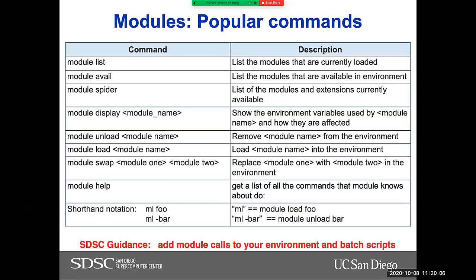Here are some of the more common modules. By the way, I want to also point out that my talk follows the Expanse user guide, which is now available online, and you can get to that from the Expanse webpage. I'm trying to make my talk follow the user guide so you can cross-check and refer to both of them. So this is a list. I did learn something about shorthand notation for module load. ML is a shorthand, and you can add or subtract modules, load and unload.